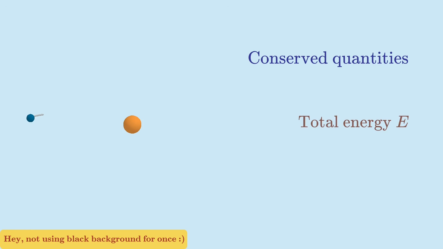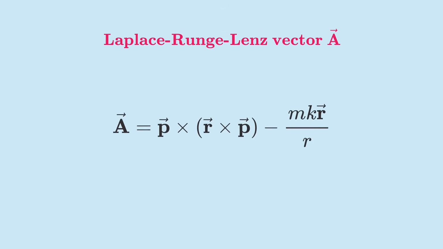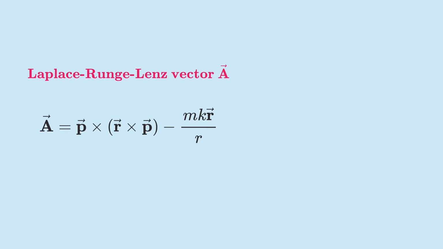In Newtonian gravity, we know that some quantities are conserved, like the total energy E and the angular momentum vector L. It turns out there is an extra one known as the Laplace-Runge-Lenz vector A, or LRL for short. Here is the expression for the LRL vector, and there are three things we want to know.